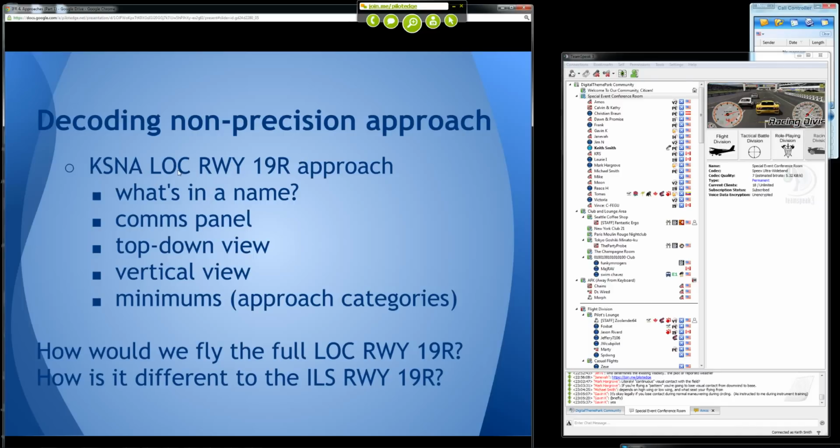So there are going to be some similarities, but there will definitely be some differences. So we'll talk about how we would fly the full localizer 19 right, and which parts of it specifically are different to the ILS 19 right. The good news is it's all very similar up until about the final approach fix, so we can move very quickly through that part.